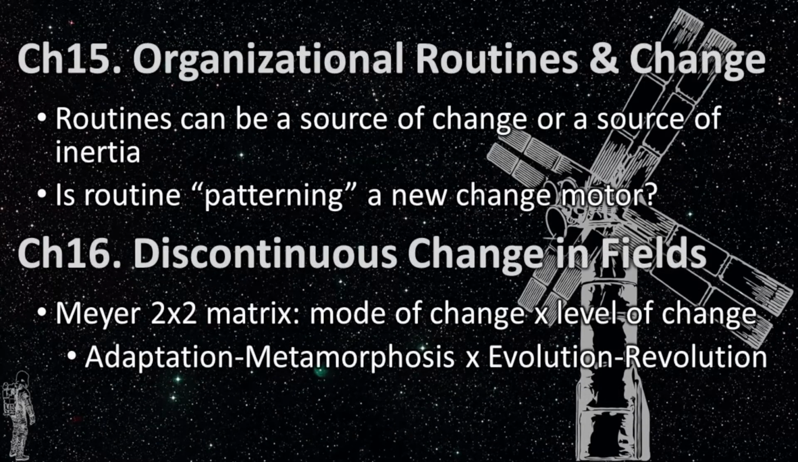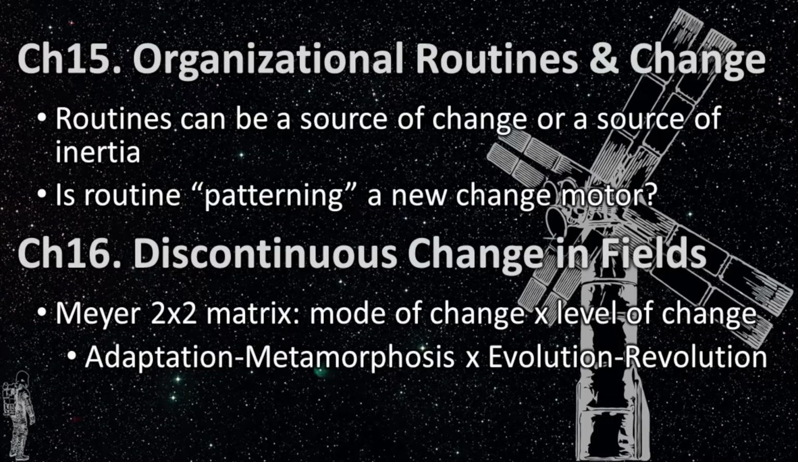Chapter 15 talks about organizational routines as having a problematic relationship with change. Because routines are sometimes blamed for causing things to be slow, we sometimes want them to change. But when we want to minimize uncertainty of what will happen next in the future, we want routines to stay the same. The authors go as far as to offer even a new motor of change called routine patterning.